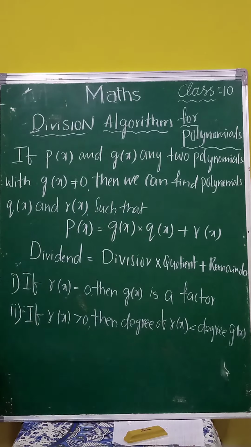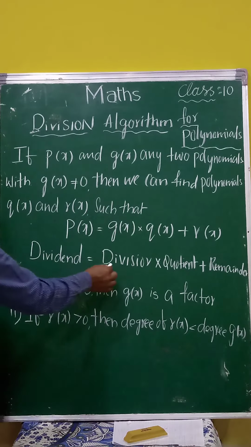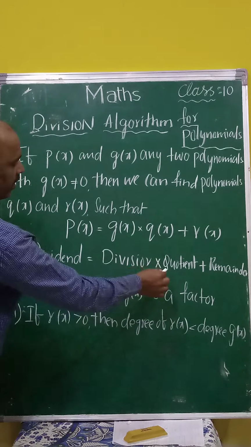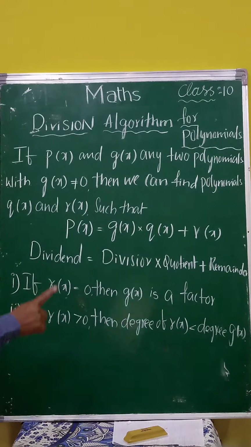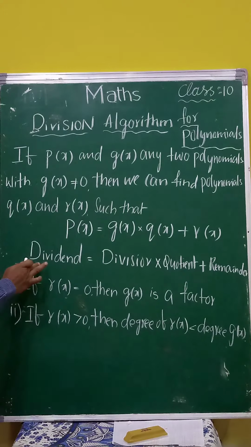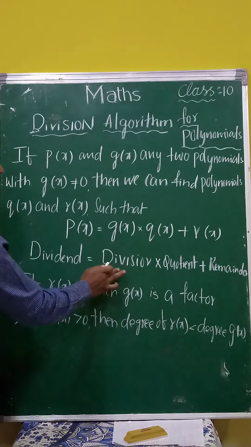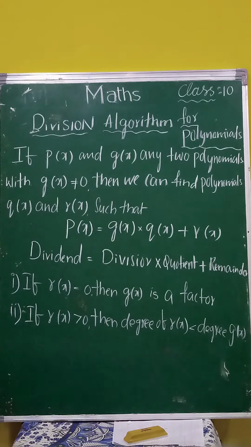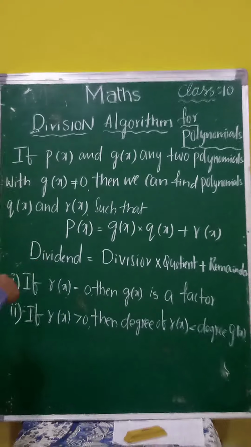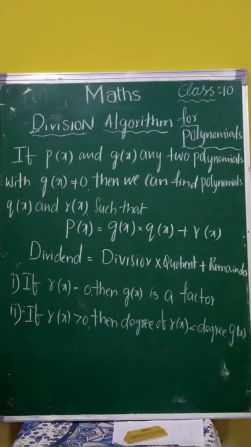Dividend is equal to divisor into quotient plus remainder. This you learned from class 9 also in polynomials. Dividend is equal to divisor into quotient plus remainder. Now, what is the relation of this in polynomials?